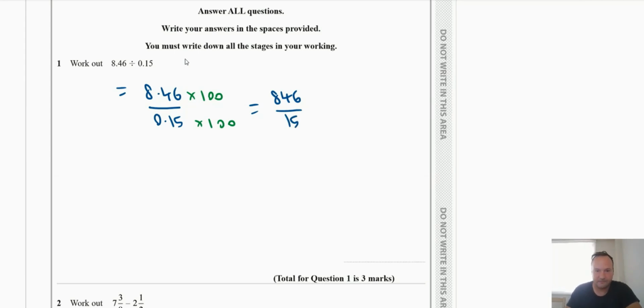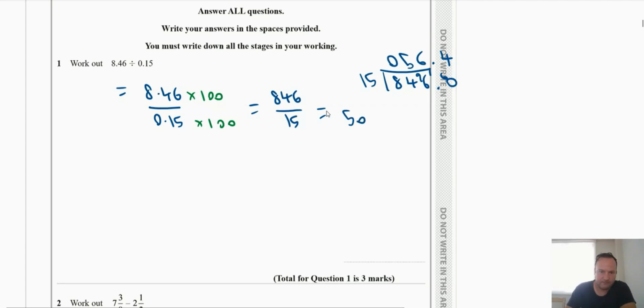divided by 15. And then we want to see if we can go a step further. So really, we just have to use bus stop for this. After we've done bus stop, we can see we're going to end up with something like this. We can see our answer is going to be 56.4.